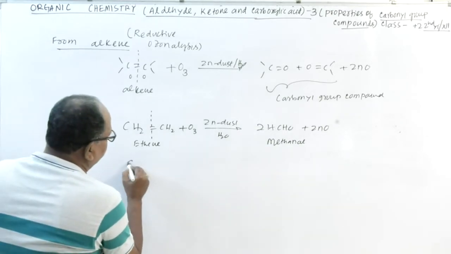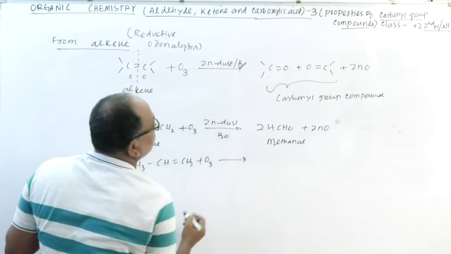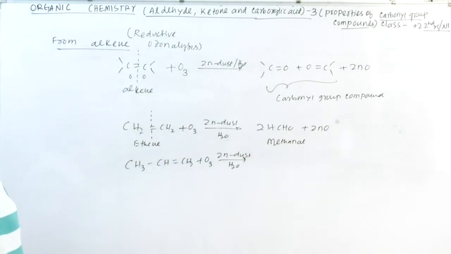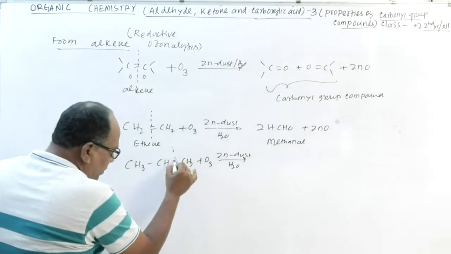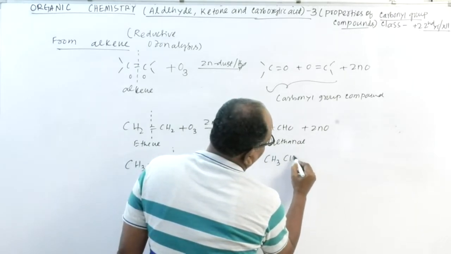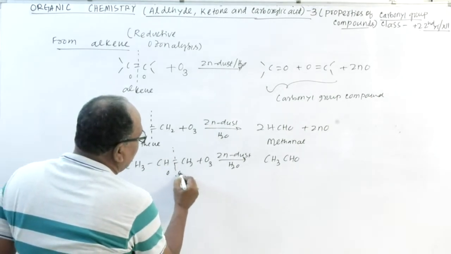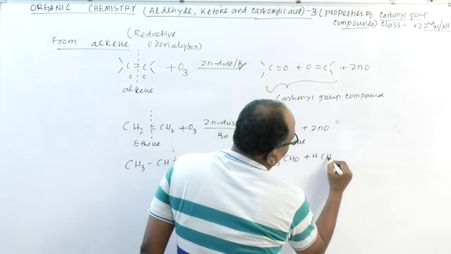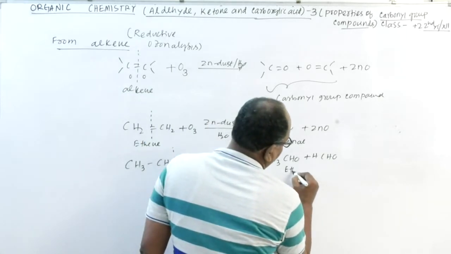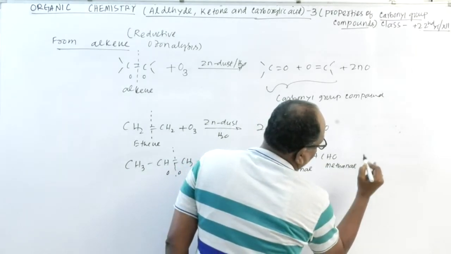Suppose you take propene and do reductive ozonolysis. What will happen? The bond is breaking here, O on this side, O on this side. This becomes CH3CHO, by breaking the bond, plus HCHO. It gives the mixture of ethanal and methanal.